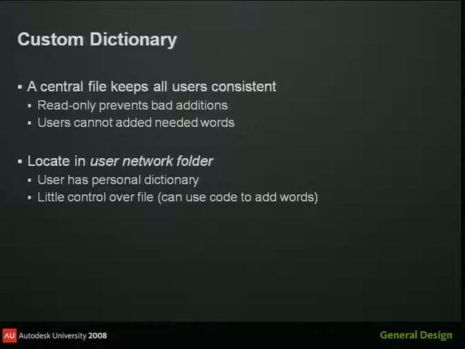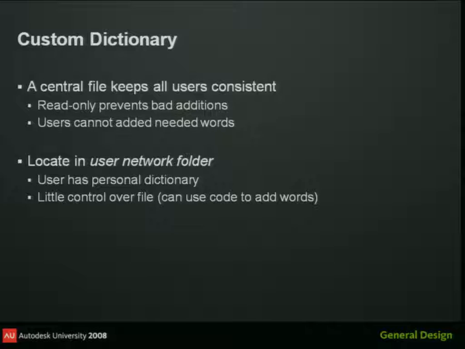Now, another option is to locate their custom dictionary in a personal location, the user's network folder. And so now the user has a personal dictionary. And this might not be as bad as it sounds, because the user dictionary is actually just a text-based file. So you can create a boilerplate version of the user dictionary, has all the words in it that you know you need to have by default. And then when a new installation of AutoCAD happens, a new user comes online, just have that copied into their folder, and so they've got the basic set of words. And from that point out, they can add their own words.